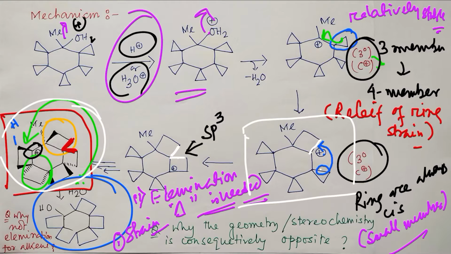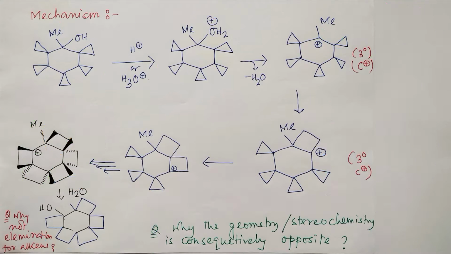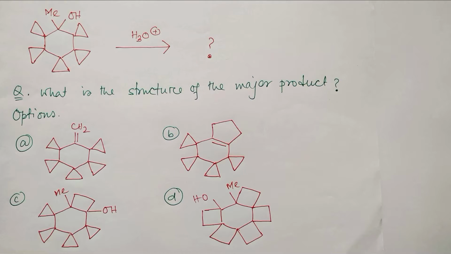Now by the way, since this bond is on the upside, the alcohol is expected to be added from the downside. Okay, but I haven't mentioned that. So what is the answer of this problem? So the answer is this one.